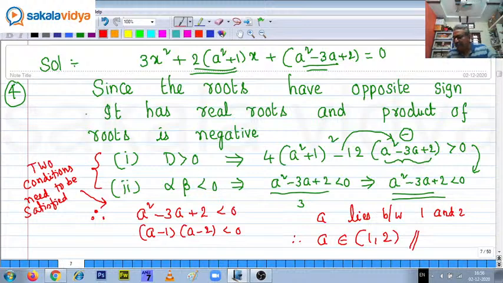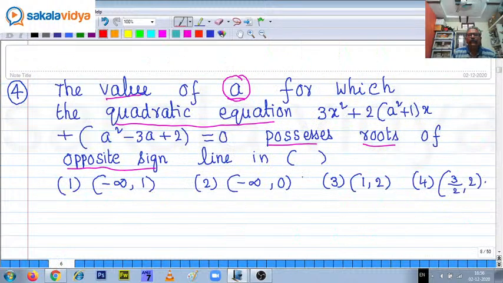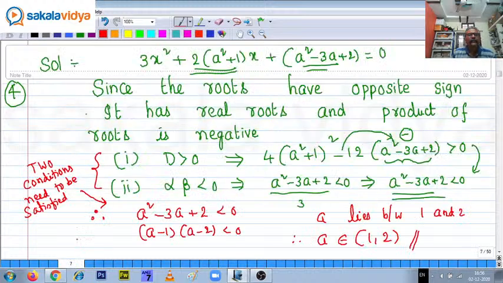So which is the right option? You need to chat. Which is the right option? Nobody is there. Are you there? Yes. 1 comma 2. Third option is the right option. You check the solution also once again.